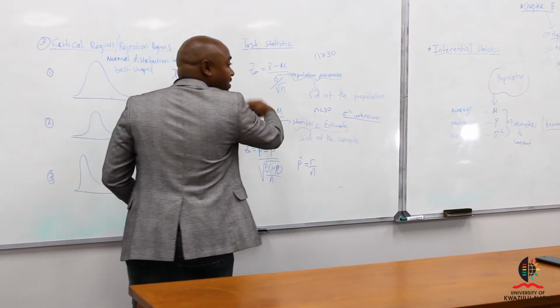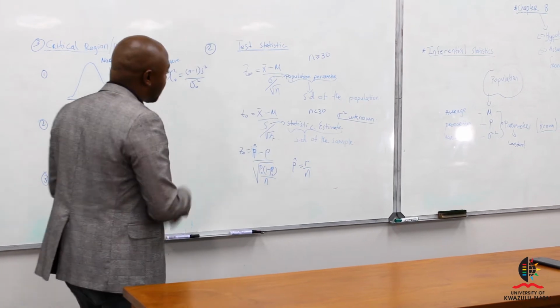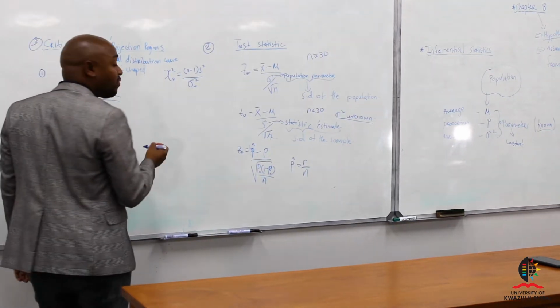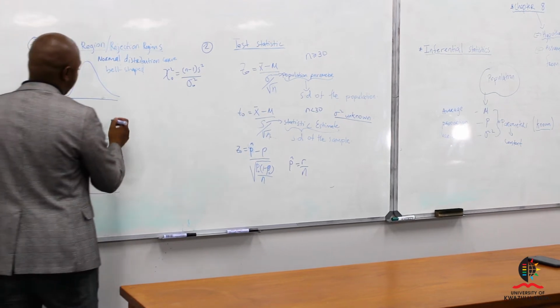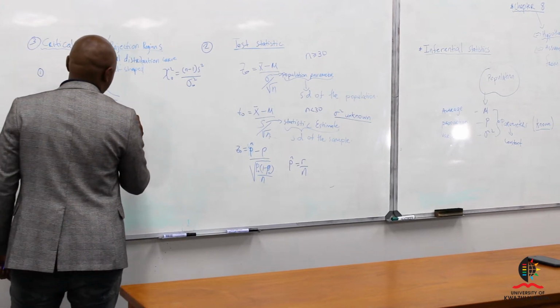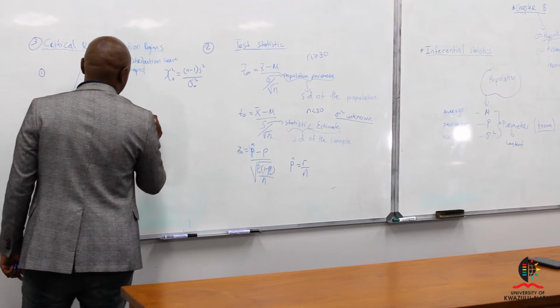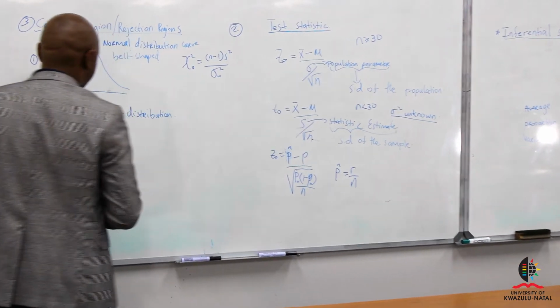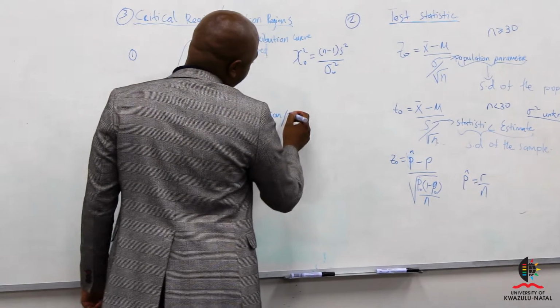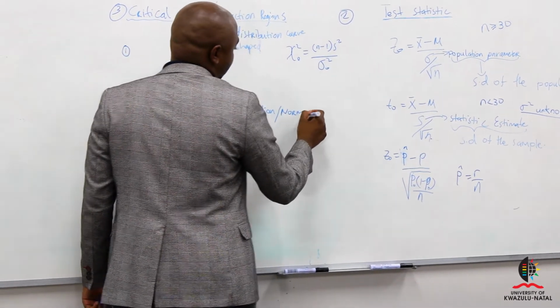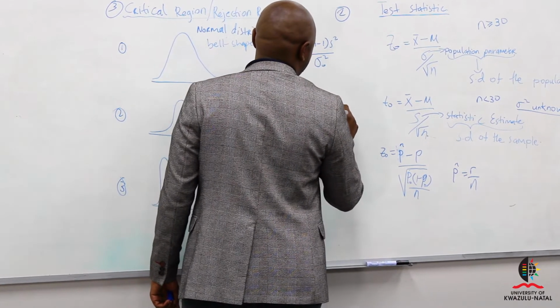Okay, so if your test statistic is calculated based on the T distribution, obviously your critical region or your rejection region will be based on the T distribution. So the T distribution curve, which is this one, is also under the normal distribution curve.